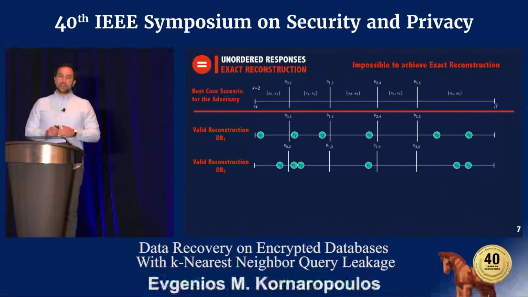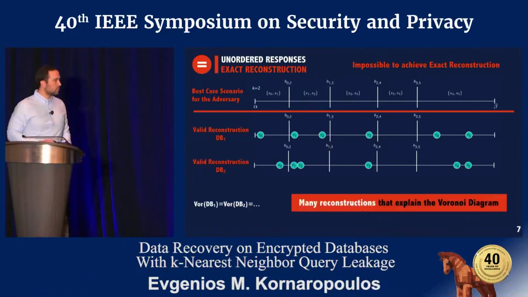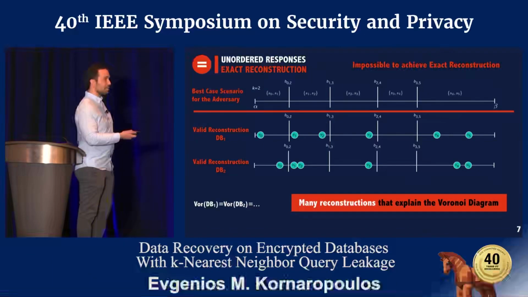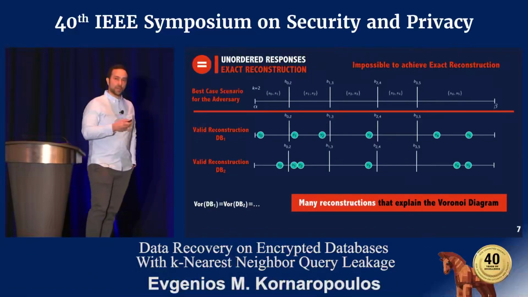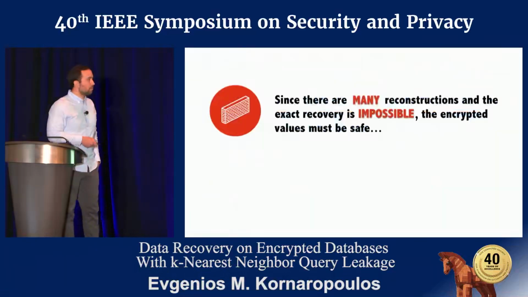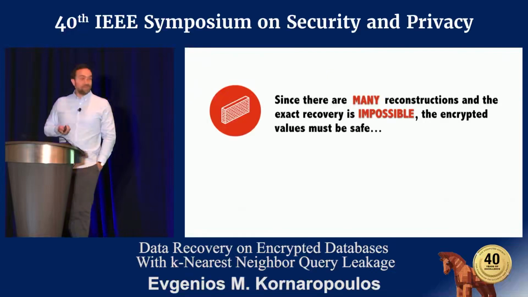So now we have exactly the same Voronoi diagram, but a different reconstruction. You can apply this technique and construct multiple reconstructions, which means that the adversary cannot really tell which one to choose and cannot achieve exact reconstruction. So from the adversarial point of view, it looks like we just hit a wall.